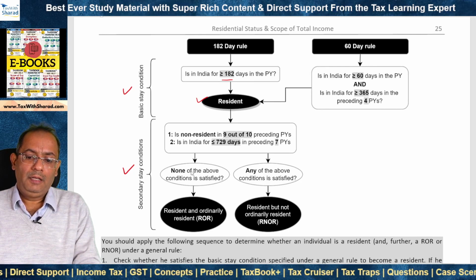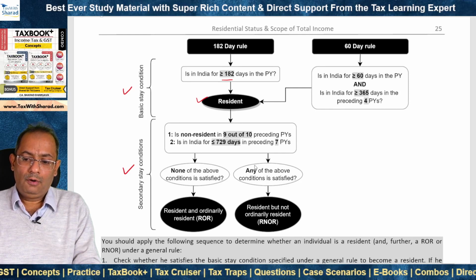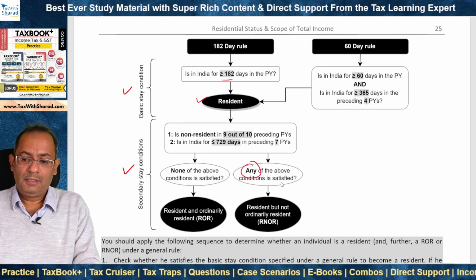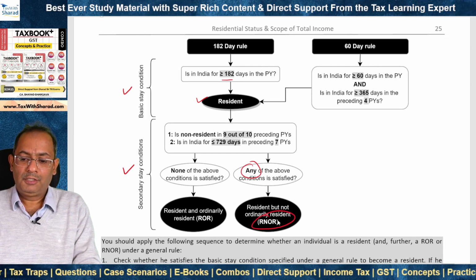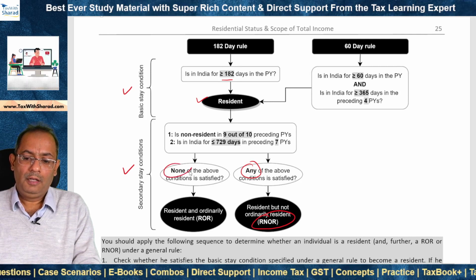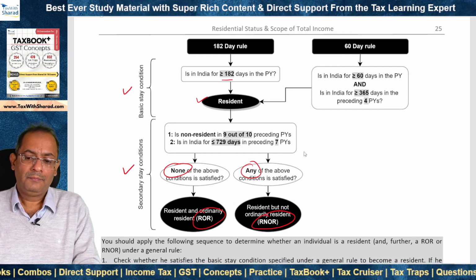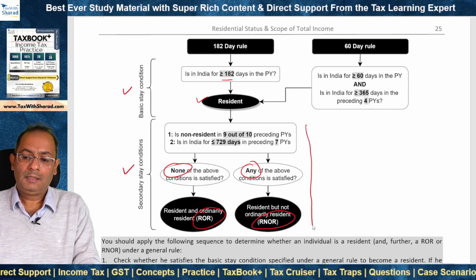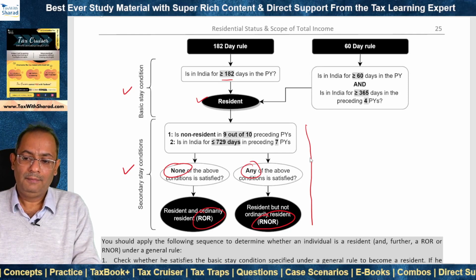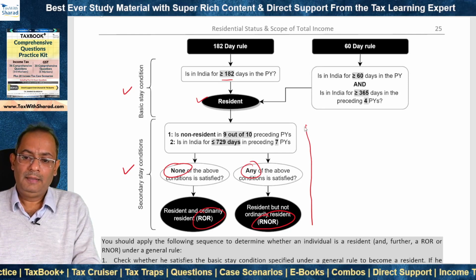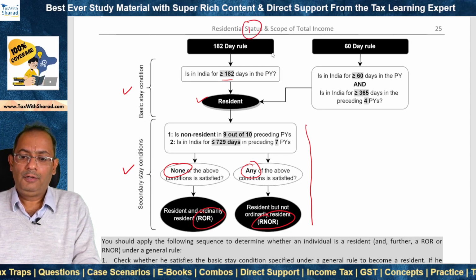Once a resident, then we need to check the secondary stay conditions, and if any of the secondary stay conditions are satisfied or both these conditions are satisfied, then the classification is that of RNOR. If none of the conditions are satisfied, then the classification is that of ROR. And the secondary stay conditions are the same as those we noted for the special rules, so we are not going to discuss them again. They are exactly the same. Okay, so this is the first general rule, which is the 182-day rule.